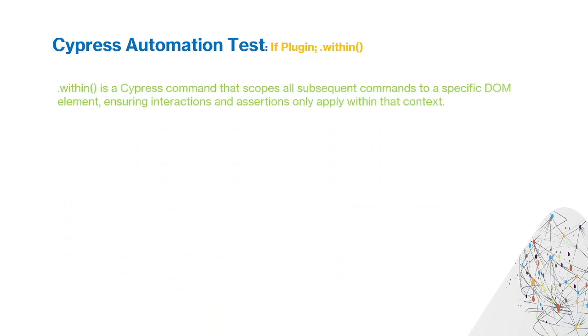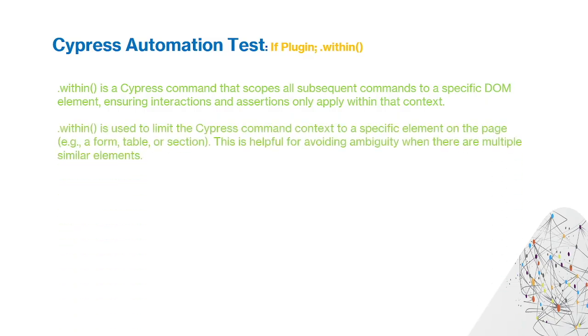Within is a Cypress command that scopes subsequent commands to specific DOM elements. Queries, interactions, and assertions only apply within that context. Within is used to limit the Cypress commands' context to a specific element on the page, such as a form, table, or section. This is helpful for avoiding ambiguity when there are multiple similar elements.